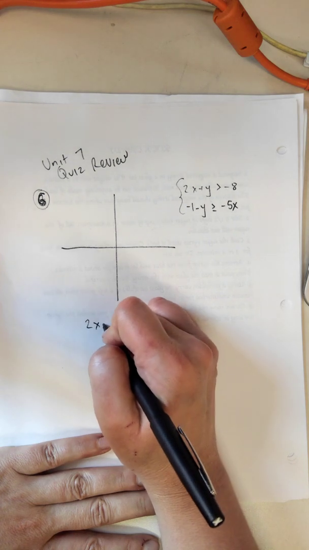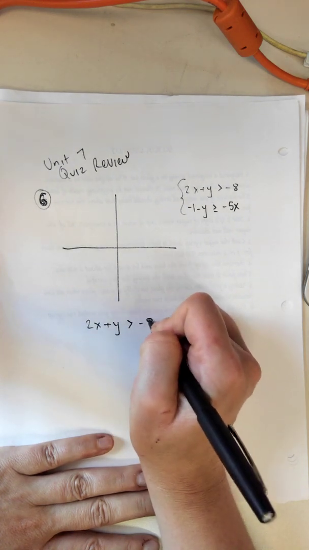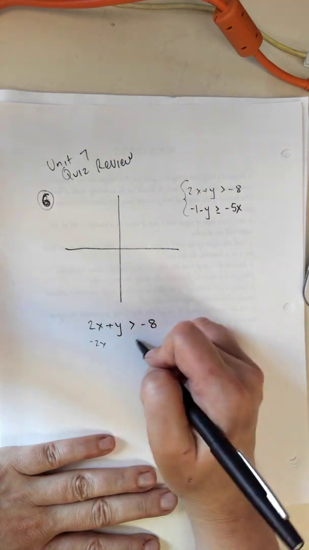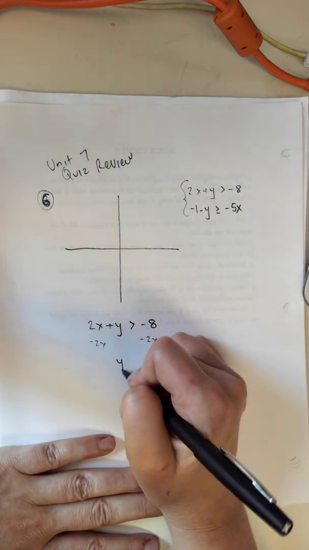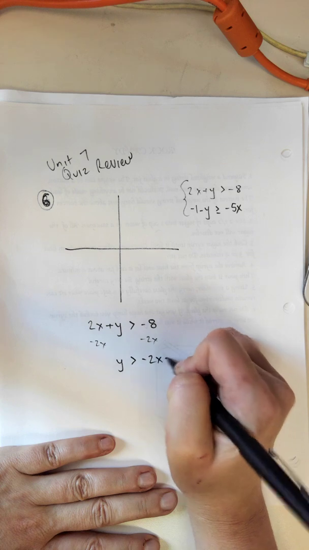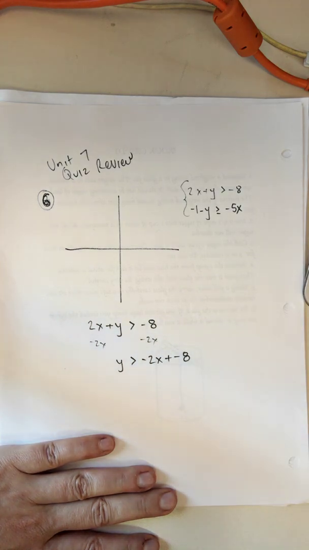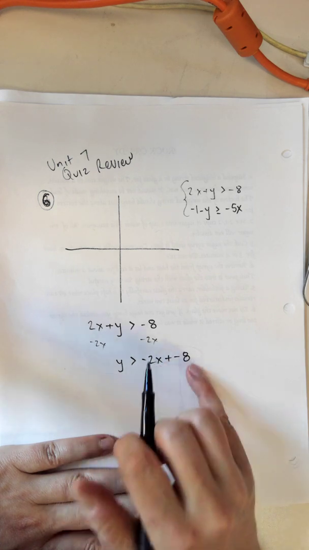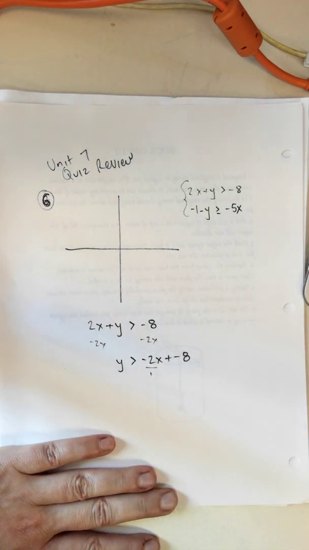Let's take each one and solve these separately. So 2x plus y is greater than negative 8. I could get this into slope-intercept form by subtracting 2x from both sides. Like I could have y is greater than negative 2x plus negative 8. And then suddenly it's in slope-intercept form. I'm going to put this over 1 to make it even easier.